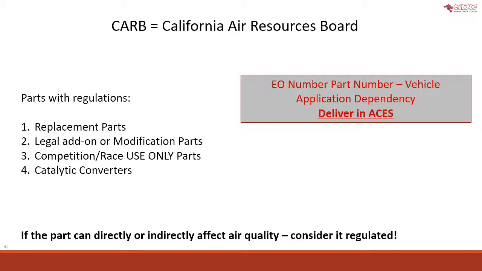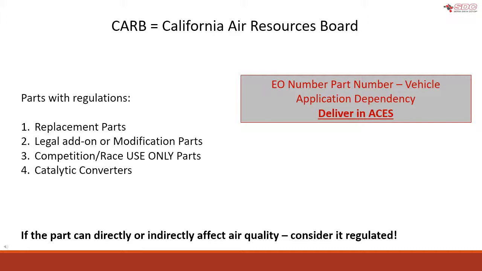So the way that it works is manufacturers or suppliers of the affected parts must get them certified that they improve air quality and or do not increase air pollution. So once certified, an affected part is issued an executive order number, which allows it to be sold in the state of California. The EO number issued is vehicle dependent. This means the EO is not issued at a part number level. It is at the part number and the application level.